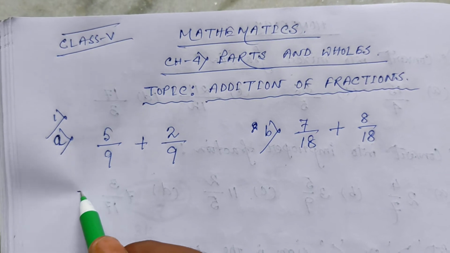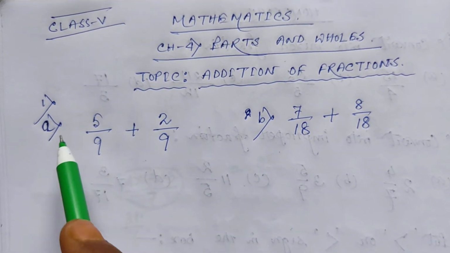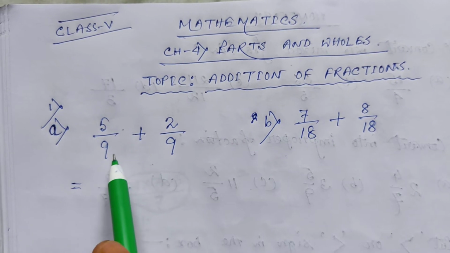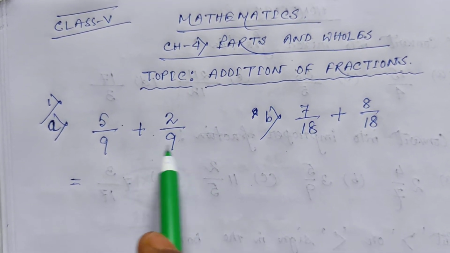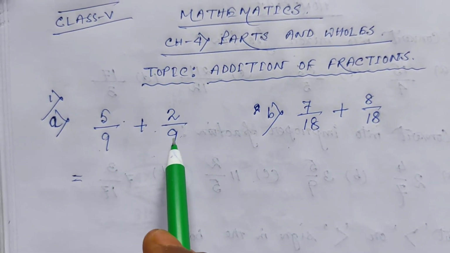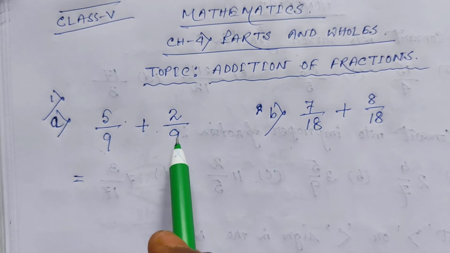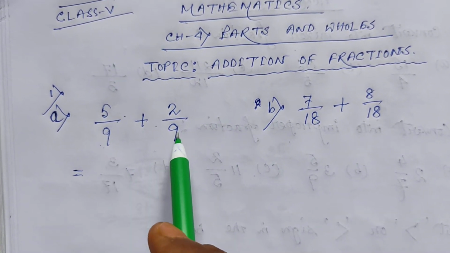So here you can see, I have taken some examples. Number 1a, 5 by 9 plus 2 by 9. You can see here both denominators are the same, so these two fractions are like fractions. So how to add these two like fractions?